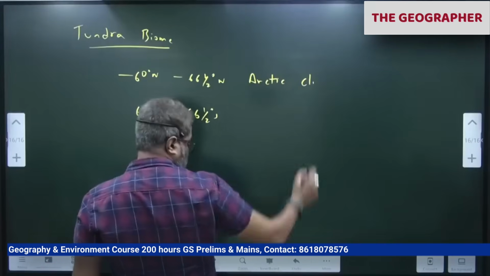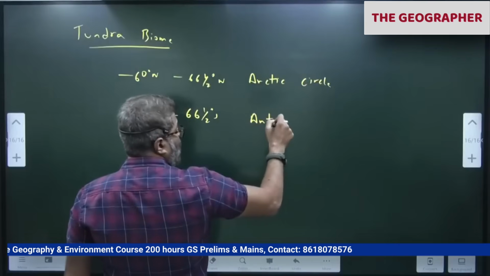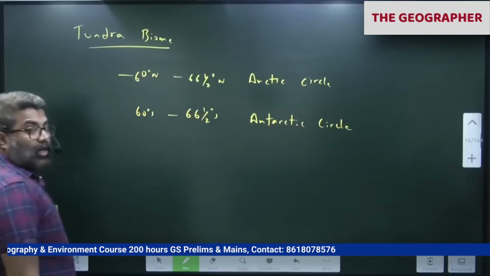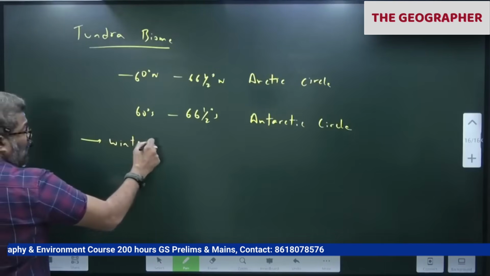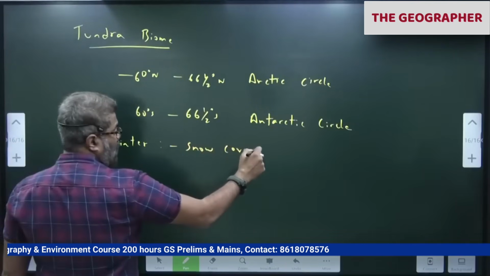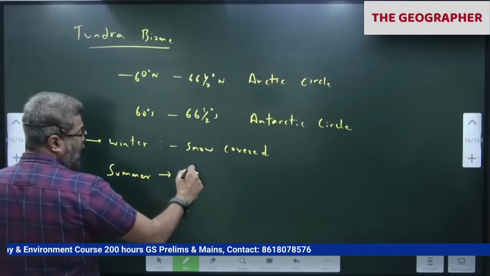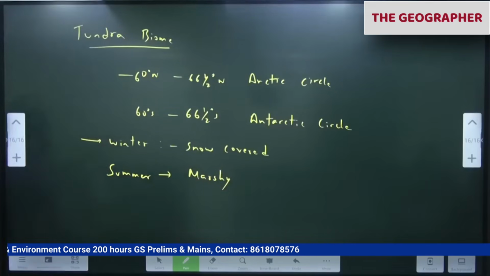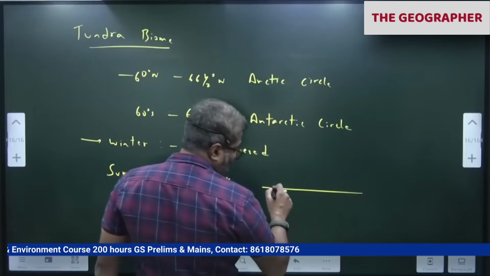Arctic Circle, Antarctic Circle. Tundra biome can be noticed. In winter, these areas are covered with snow. In summer, marshy. Means as snow melts, waterlogging will be there. That means in summer, the snow will melt.